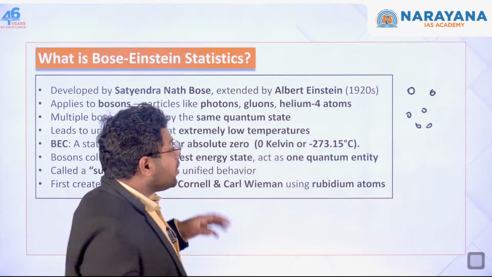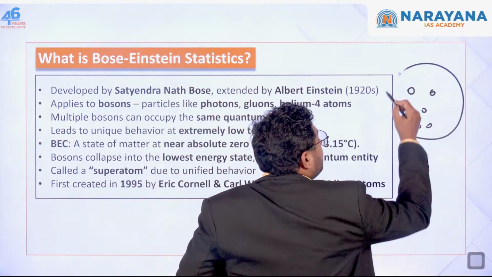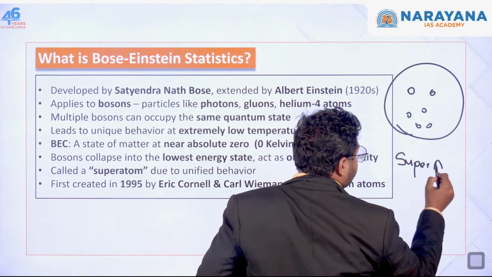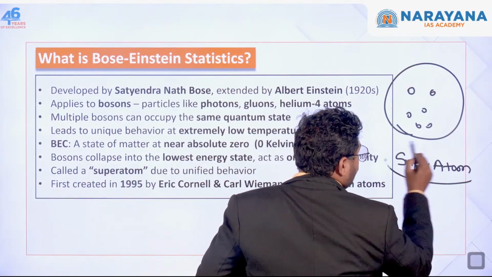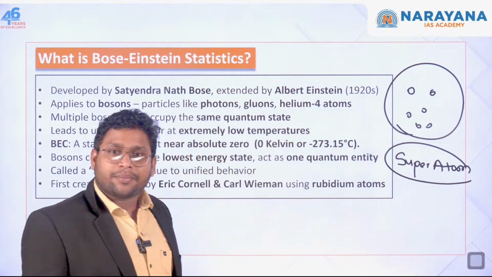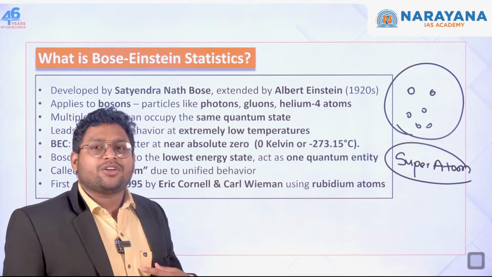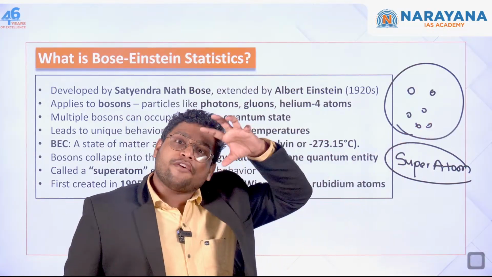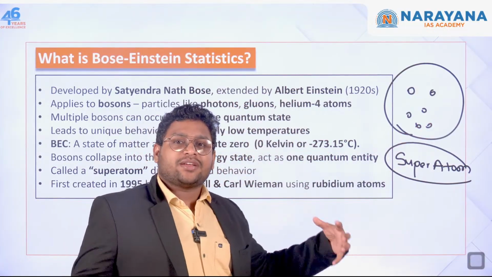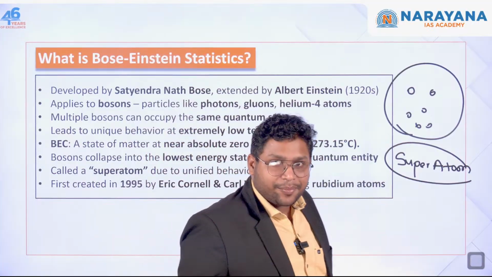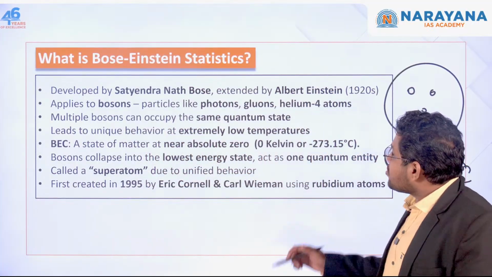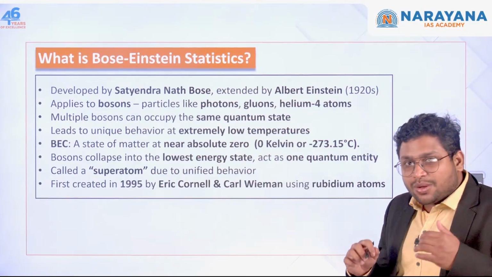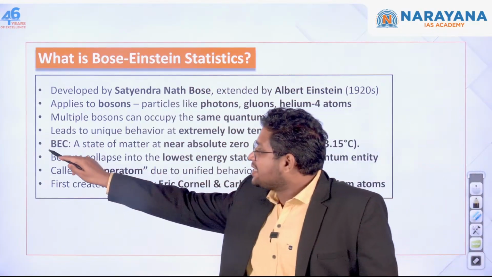Rather, all these together will act as a super atom. Together they will act like a super atom. So whatever change is happening, it's not like something is happening here and something happening there. Everything is happening in all the atoms. They together act like one atom. So this is a very different behavior that we observe in this Bose-Einstein condensate state of matter.